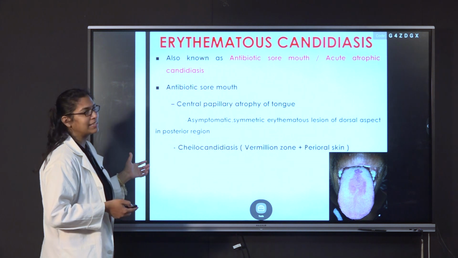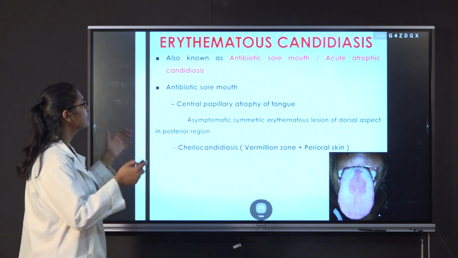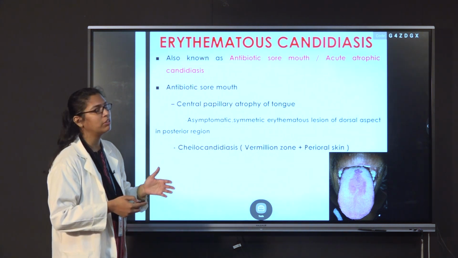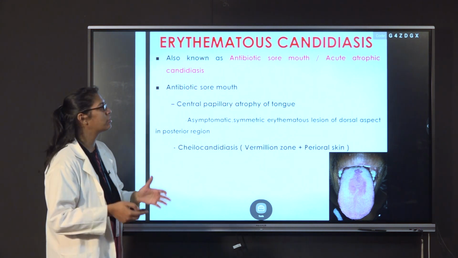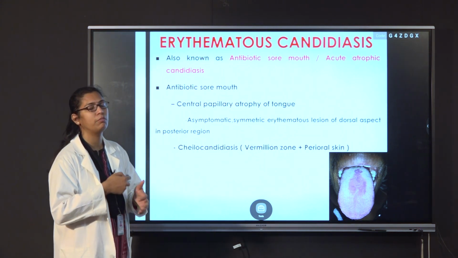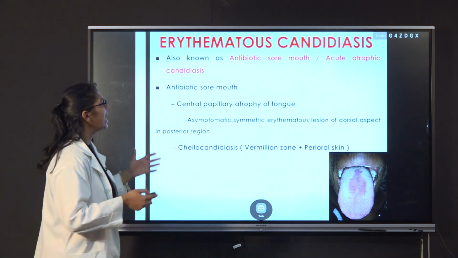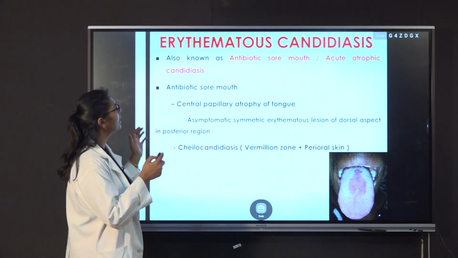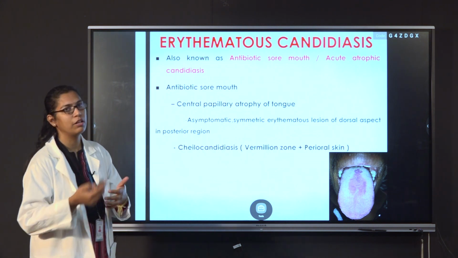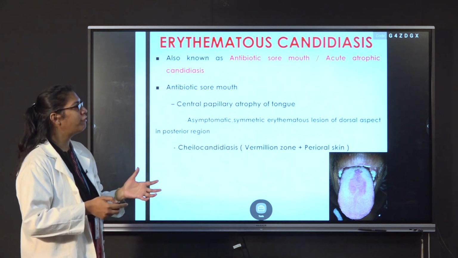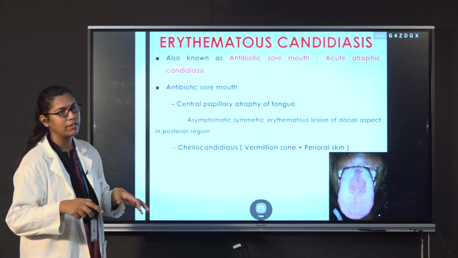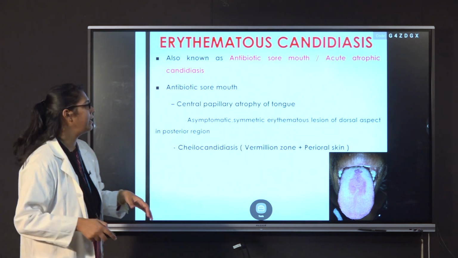The second type is erythematous candidiasis. It's also called antibiotic sore mouth or acute atrophic candidiasis. It's called antibiotic sore mouth because it was mostly seen in patients who are taking antibiotics, and the name acute atrophic candidiasis is given because it is an acute form, and a lot of atrophic epithelium is seen in this candidiasis.